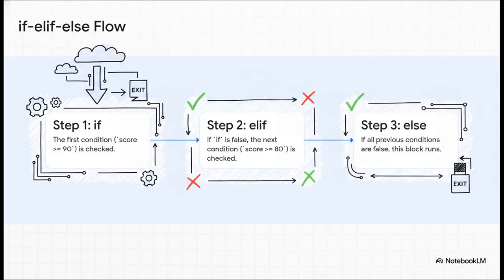With that rule locked in, let's see how Python makes a decision. It's a really simple top-down flow. First, it checks the if condition. Is the score 90 or above? If it is, it runs that code and it's done. But if it's not, it moves on to the elif, which is just short for else if, and it checks the next condition. And if all of those fail, it just falls back to the final else block.